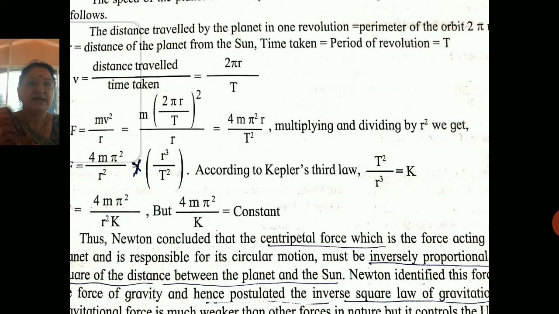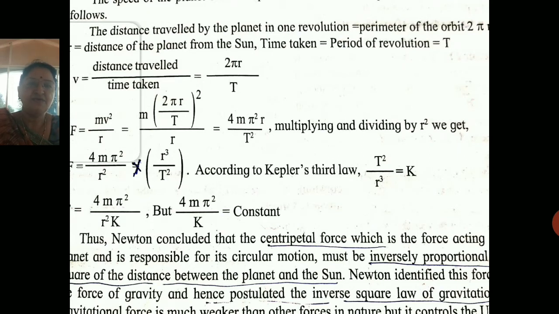Now, the distance traveled by the planet in one revolution is equal to the perimeter of the orbit, and it is equal to 2 pi r, where r is the distance of the planet from the sun, and the time taken by the planet, that is the period of revolution, is equal to capital T. Now we know the equation of velocity. Velocity v is equal to distance upon time, and for this planet v is equal to distance, that is perimeter, equal to 2 pi r upon time, that is the period of revolution, capital T. Now the velocity of the planet is equal to 2 pi r upon T.